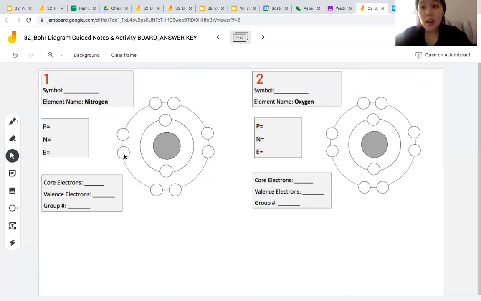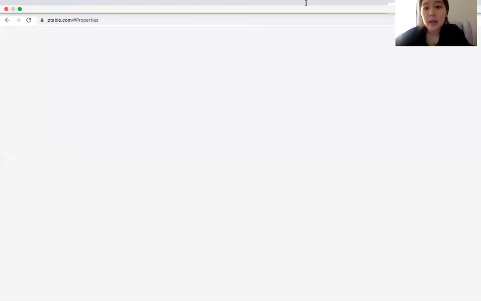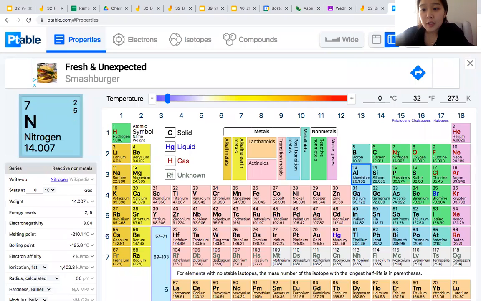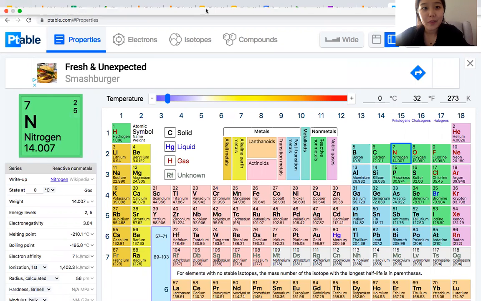All right, so here we have nitrogen. I know that the symbol for nitrogen is N. And if you want to double check that, you can look at the periodic table. And let's look at the periodic table actually. And nitrogen is right here. It is number 7 on the periodic table. So that means it has 7 protons, 7 electrons. And then the mass is 14. So the number of neutrons is 14 minus 7, which is also 7.